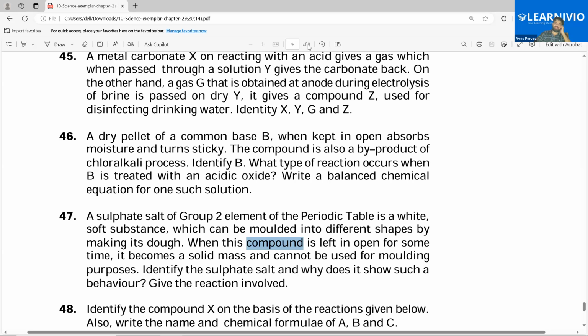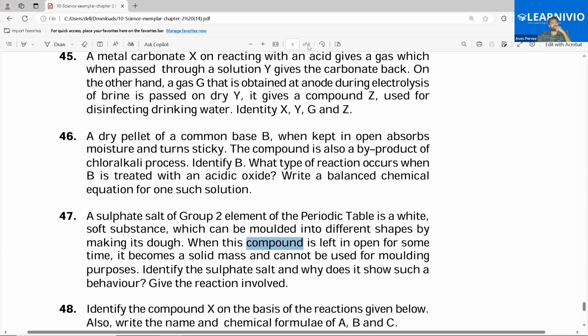A dry pellet of a common base B, sodium hydroxide, kept in the open, absorbs moisture and turns sticky. It is deliquescent in nature. Deliquescents are those substances that can absorb moisture from the atmosphere and get dissolved, changing their state. So it can easily absorb the moisture and turn sticky.